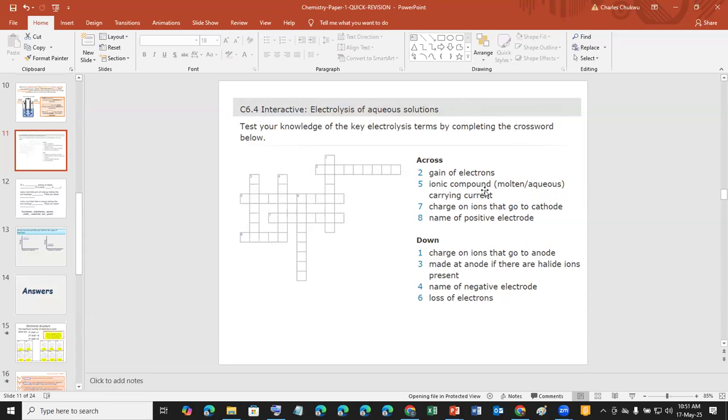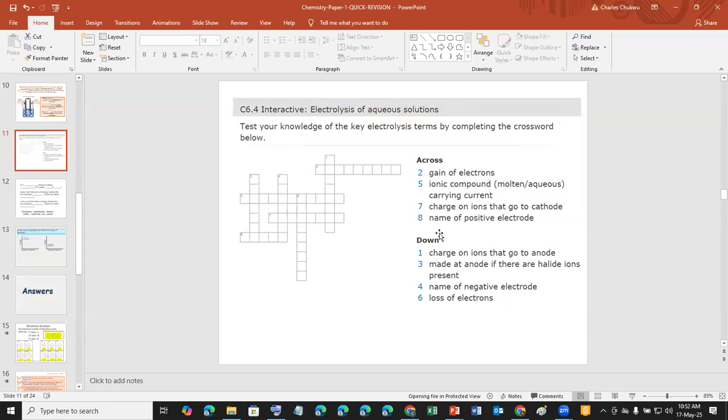Ionic compound. An ionic compound, molten or aqueous, that's carrying current is the electrolyte. Okay, that's what it means, electrolyte. The next one, the charge on the ions that go to the cathode. Remember, the cathode is the negatively charged electrode. And that's the one that will attract the positive ions. So the charge on the ions that go to the cathode are positive.